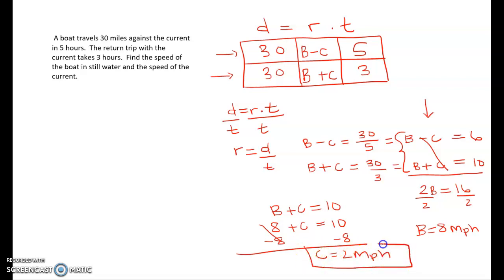Now you can use x and y, you can use any variables you want. I just like using variables that help me remember what they stand for at the end of the problem. Also, it makes sense the current speed does have to be less than the boat speed. If the boat speed ended up being less, it wouldn't be able to go anywhere against the current, right? And so since it was able to go against the current, we know the boat speed has to be greater than the current speed.